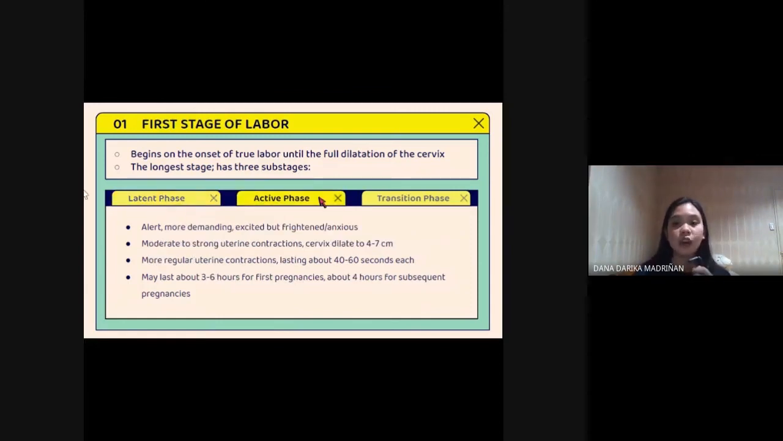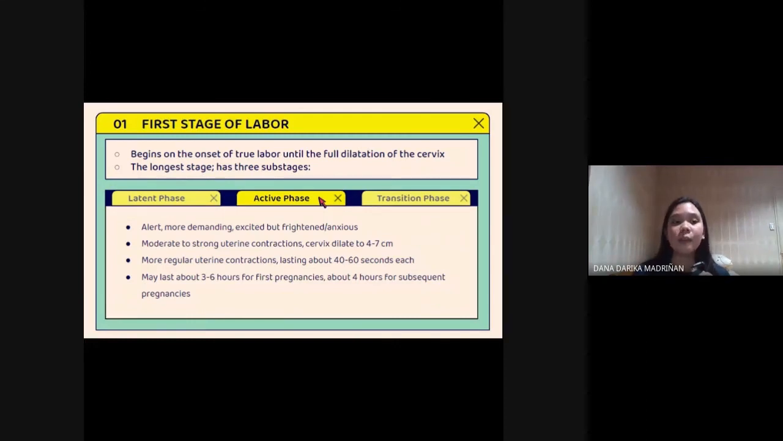Now we go to the active phase. So during the active phase naman po, nagiging alert na po si mommy at mas demanding na po siya dahil siya po ay excited pero may unting kaba na po. Nagiging regular at moderate to strong din po ang mga hila po niya na maaring tumagal ng 40 to 60 seconds each po. At mas lalo pang lumalaki po yung cervix po ni mommy. Lalaki po siya mga 4 to 7 centimeters.